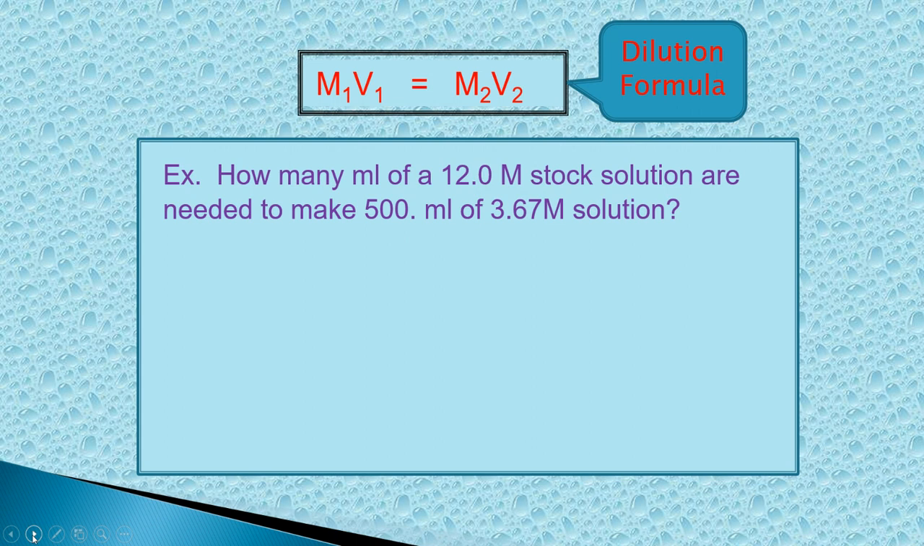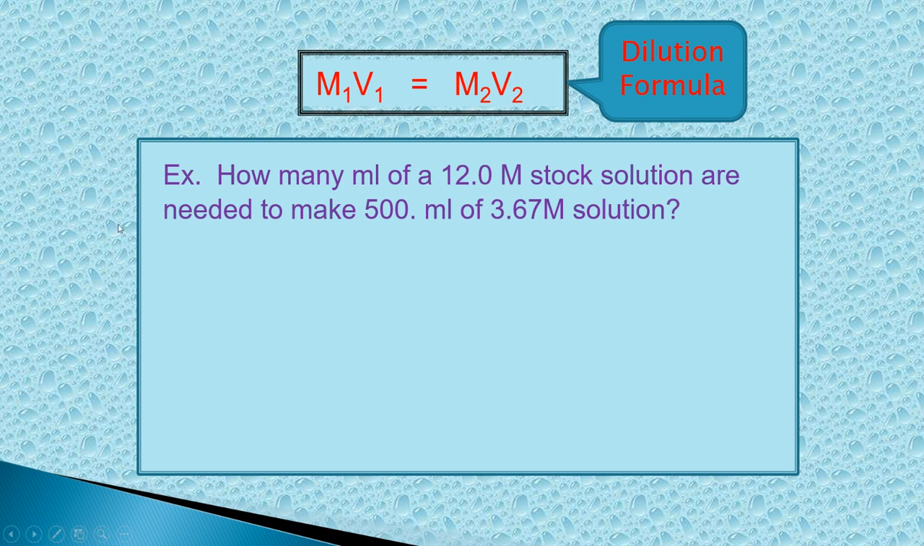Another formula that we use quite often is called the dilution formula. And so we use this formula when we are taking a concentrated solution, that's what our ones are going to stand for, is concentrated, and diluting it down into a diluted solution, that's what our twos are going to count as dilute. So let's take a look at an example of that. So how many milliliters of a 12 molar stock solution are needed to make 500 milliliters of 3.67 molar solution?